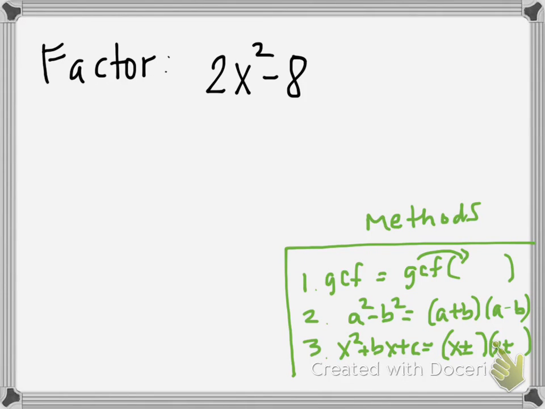Alright, we're asked to factor 2x squared minus 8. So let's look at our methods chart. Going down the list, 1, is there a GCF? Is there a number that they share in common that I could divide both of them by? Or do they share any variables?